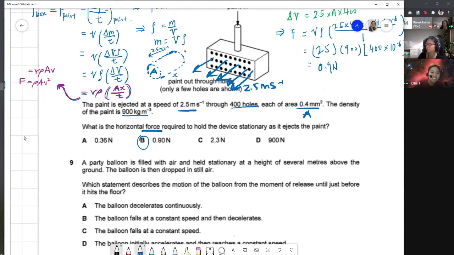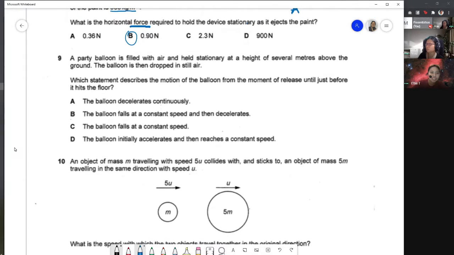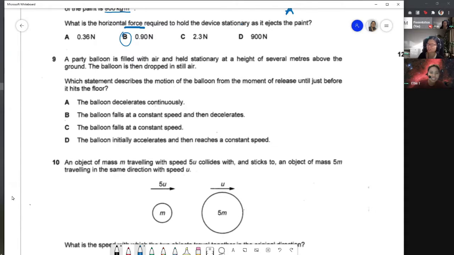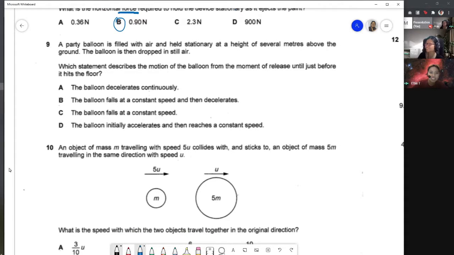Party balloon. When my student came out from their exam, everyone asked me this question. But this was a drag force question that we rightly predicted will come out, right? We give them air bubble. Okay. Party balloon, hold high up. Let go. What happened to the motion? So many statements.